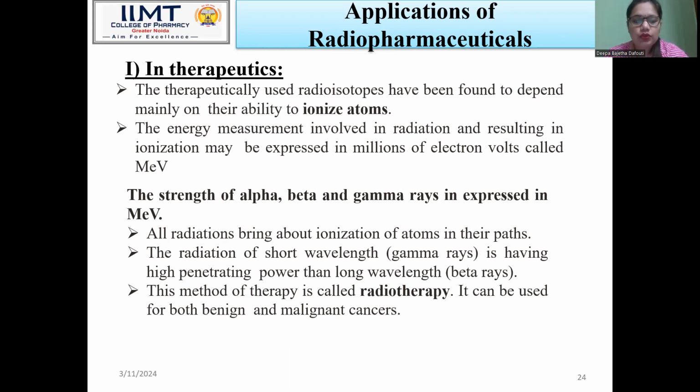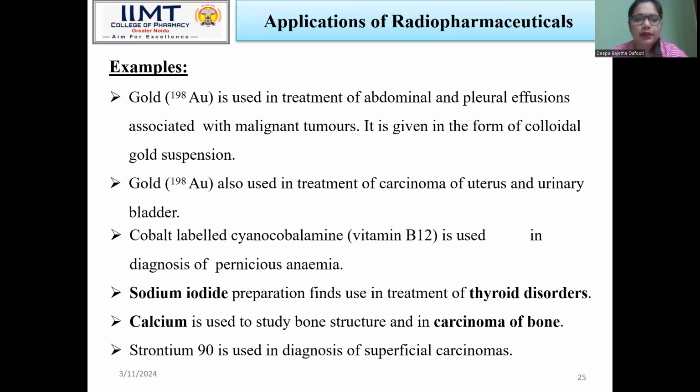It can be used for both benign and malignant cancers. Examples: gold 198 (Au) is used in the treatment of abdominal and pleural effusions associated with malignant tumors. It is given in the form of colloidal gold suspension. Gold 198 (Au) is also used in the treatment of carcinoma of uterus and urinary bladder.